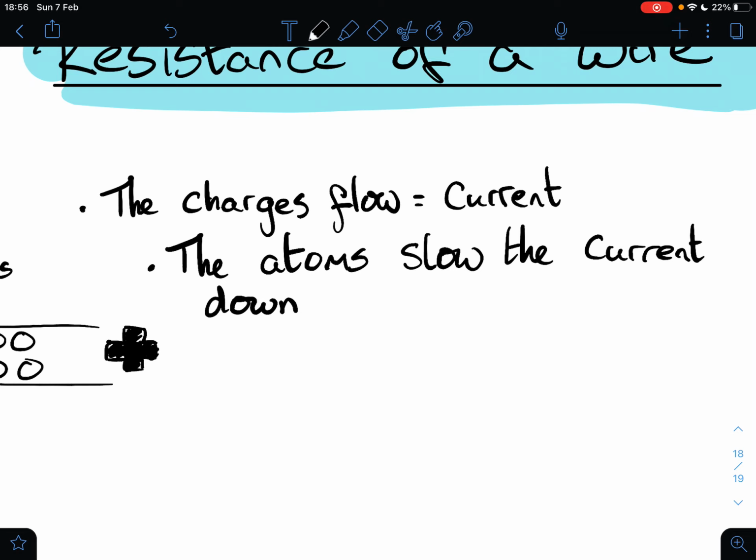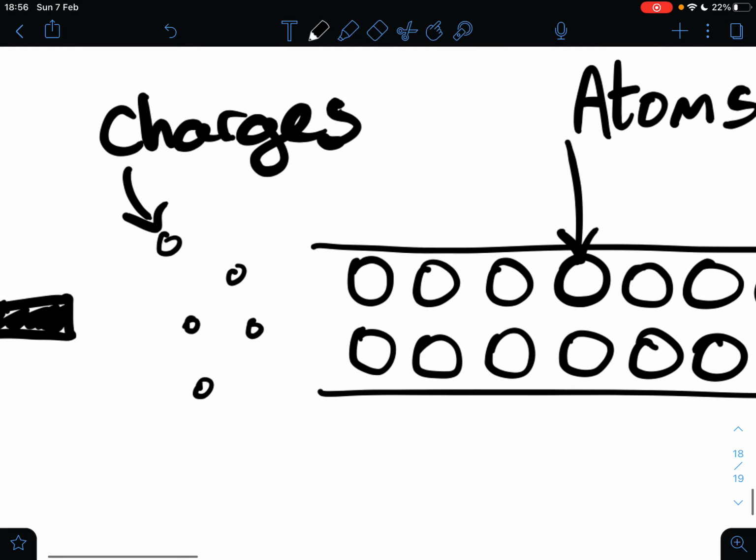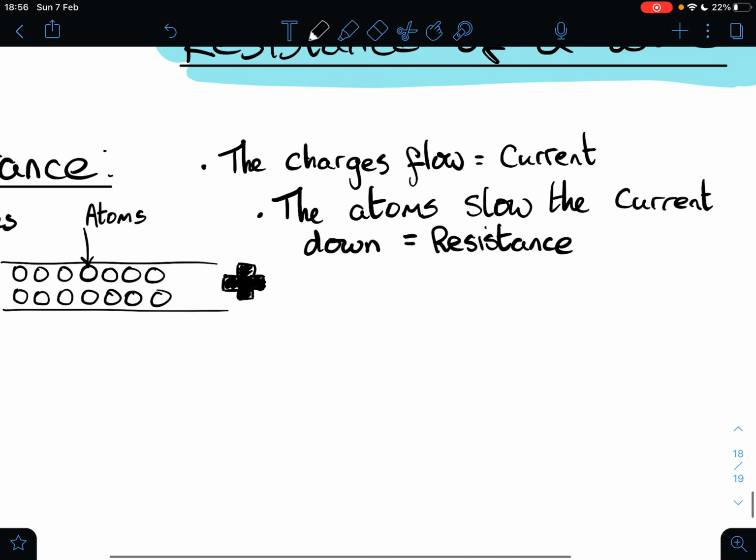The atoms slow the current down. We call that resistance. So what is resistance? It is the action of the atoms slowing down the flow of the charges. So that's our final thing. The atoms slow the current down.